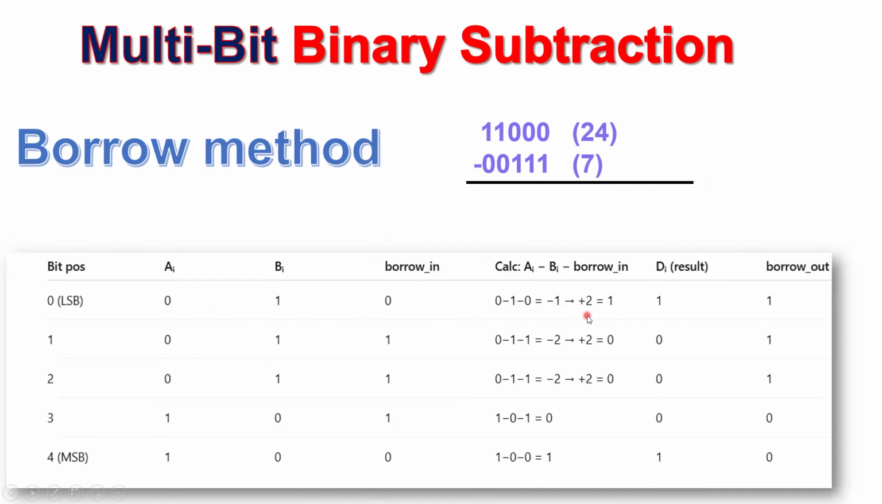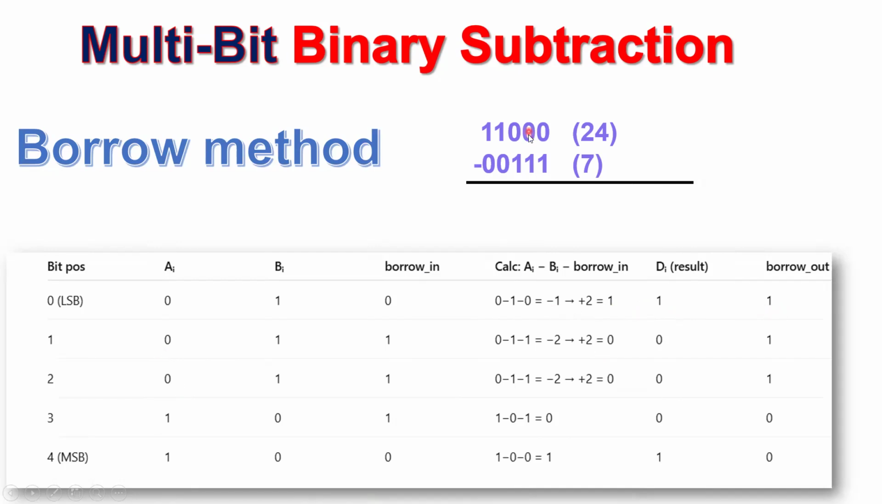So you can see that you borrowed 1, and therefore A0 became 10. 10 in binary is decimal 2, and therefore 2 minus 1 is equal to 1. So the difference here we wrote 1, and since this bit position had to borrow 1, that's why we write 1 as the borrow out.